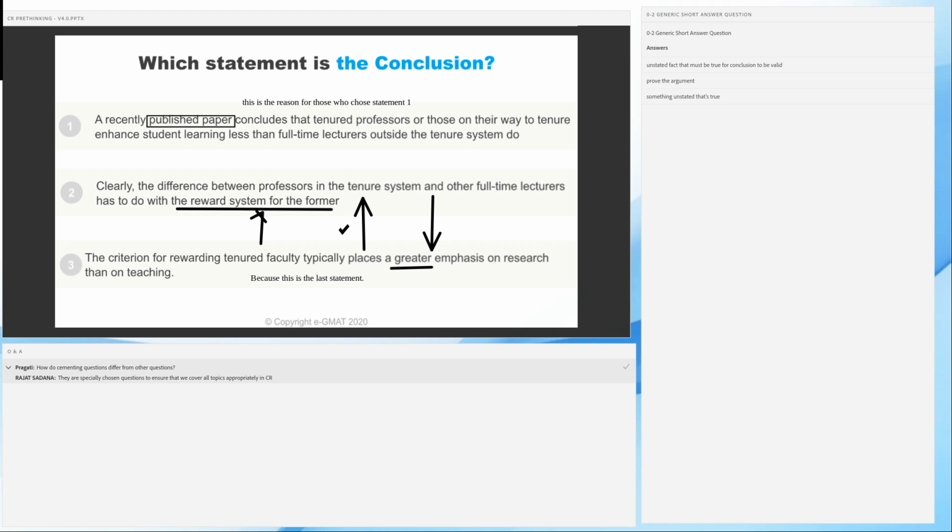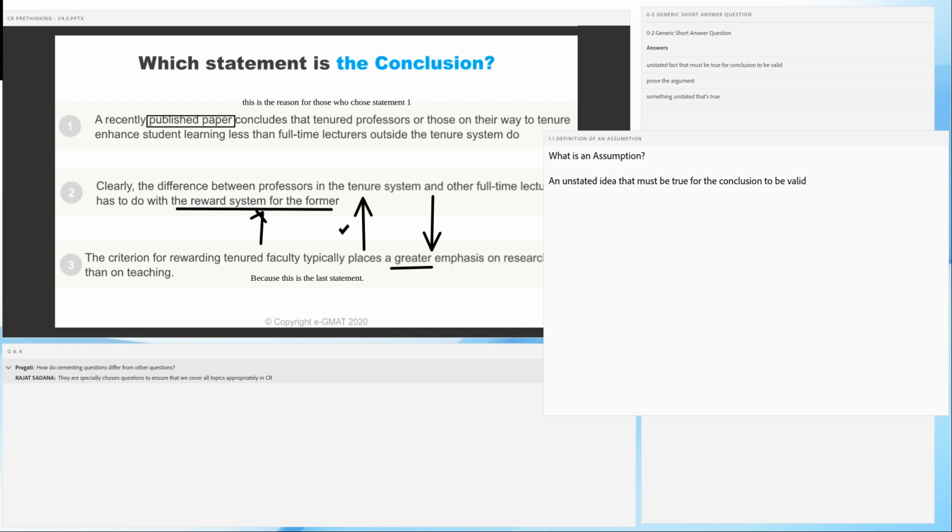Okay. Yes, the first person, number one, the person who says unstated idea must be true for the conclusion to be valid. It need not be a fact, just to be very clear. It could be a claim as well. It's an unstated idea that must be true for the conclusion to be valid.